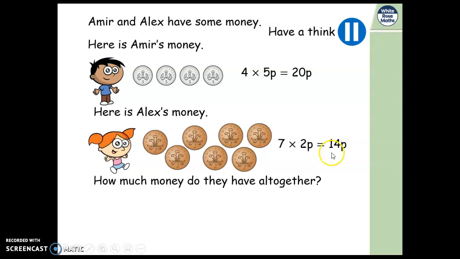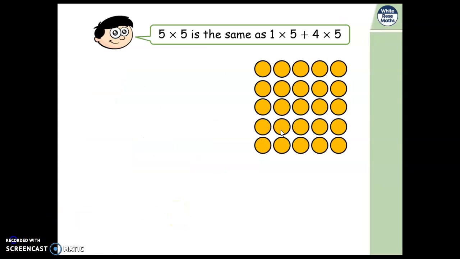Remember, we can add the 10s first and add the 1s. 2 10s and 1 10 is 3 10s. 0 add 4 is 4. 3 10s, 4 1s, 34. This was a very similar question to what we did yesterday.